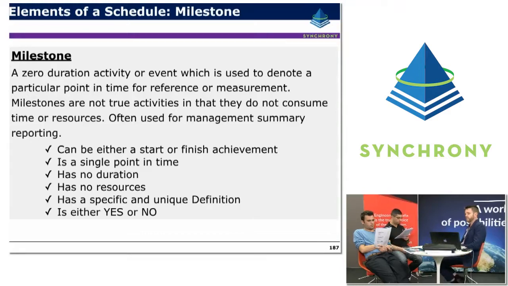A milestone is a little bit different. It's basically a zero duration activity or event which is used to denote a point in time or a particular reference or measurement. Milestones aren't true activities in that they don't consume time and resources typically, but they're often used for management summary reporting. Sometimes there might be a particular milestone or event that might have a payment associated with it or something like that, but they normally represent a point in time.